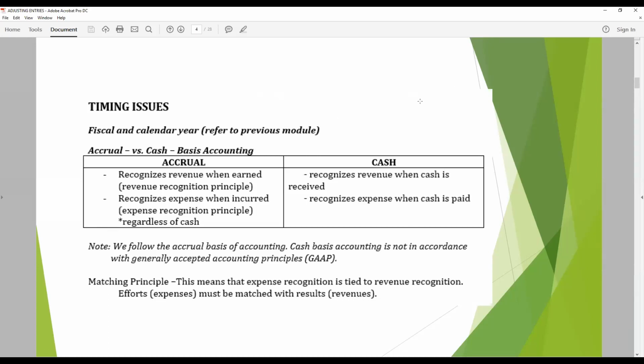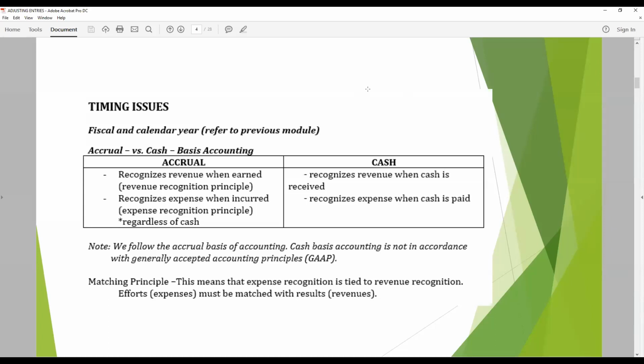Yung fiscal, ma'am, parang wala siyang exact month kung kailan ka mag-start. Like any month lang, ma'am. Basta 12 months pa rin siya. Sa calendar, ma'am, January talaga to December.